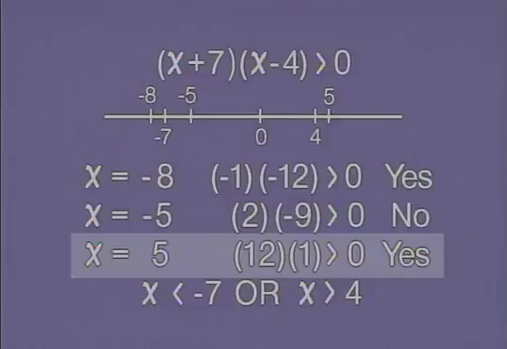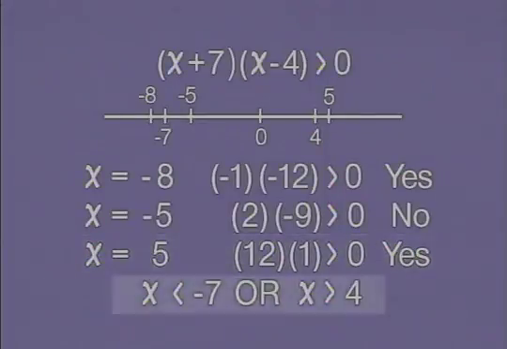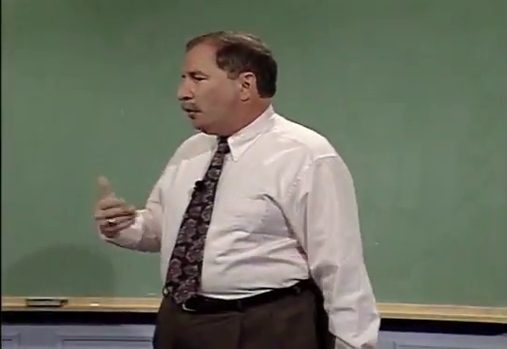So we know that to the left of -7 works because -8 worked, and to the right of 4 works because 5 works. And thus our solution: x is less than -7 or x is greater than 4. The kind of neat thing about this is we really don't have to check it. Well, we could if you don't believe in your factoring.